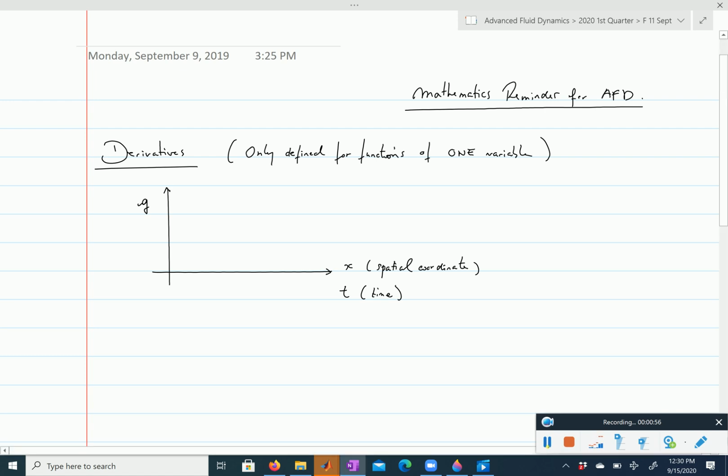And so here is my function. And so at every given spatial coordinate, so at every single location, let's call that x0. If we know the function, we know what this value here is. This is g of x0. So when we know the function, we know the value of the function.